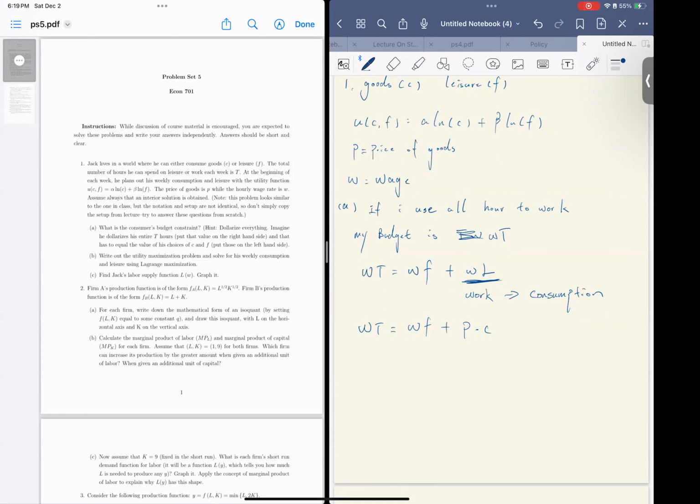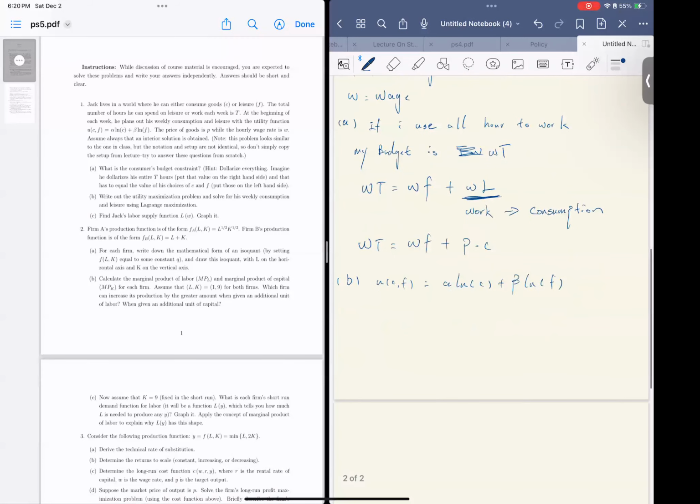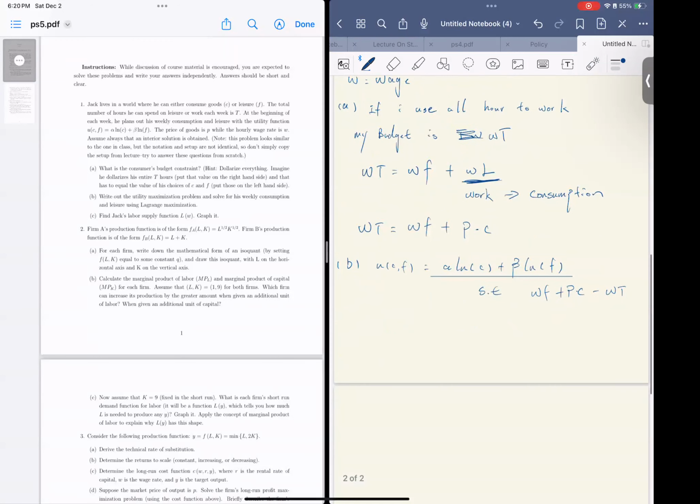Okay, then we move on to B. Write out the utility maximization problem and solve his weekly consumption and leisure using Lagrange maximization. So we have utility equal to alpha ln of C plus beta ln of F, subject to W F plus P C minus W T. In the exam, being able to take the derivative of ln is super crucial, so make sure you know how to take the derivative of ln.